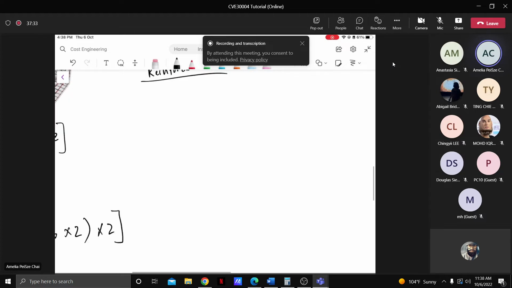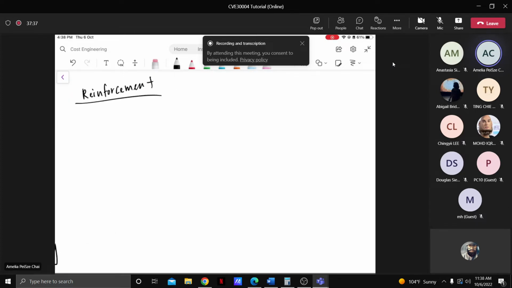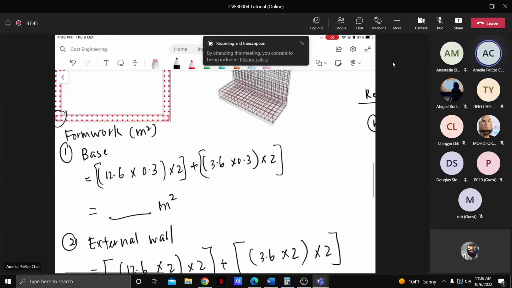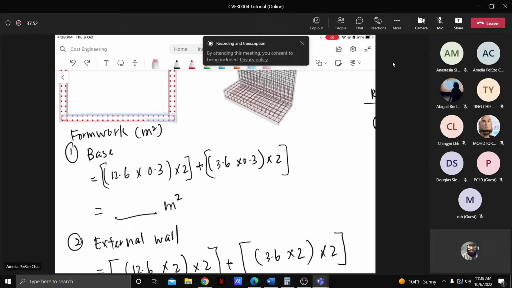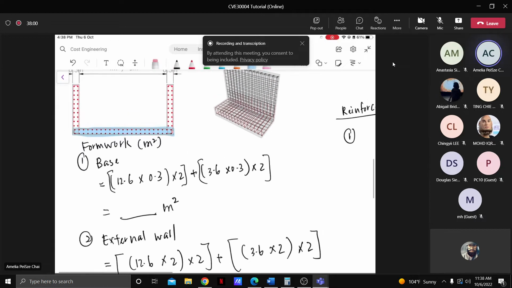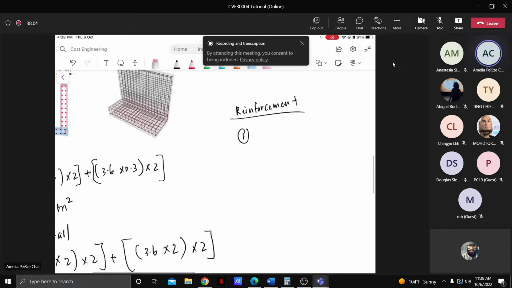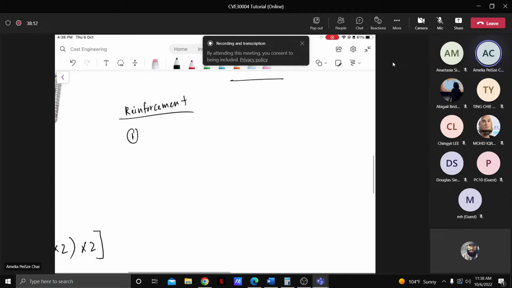So reinforcement, we can divide into how many sections again? 1, 2, 3. Okay, we go for the base first. So look at this part first. So your top and bottom is identical. So you have your external layers and internal layers. So you have a sandwich that looks something like this. So you have your cover, right? 40 mm. Then your bar, then your bar, then concrete in between, then another layer of bar, and then another layer of bar, then another 40 mm.